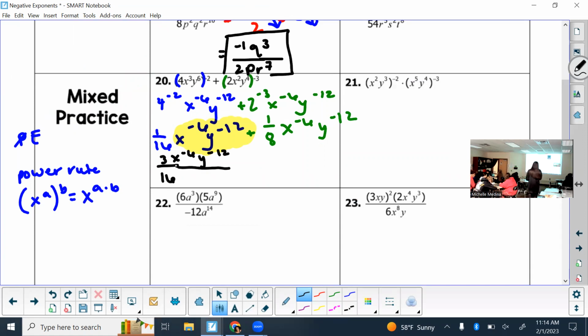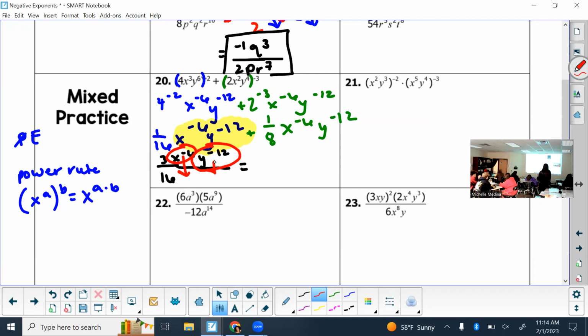But you don't want your final answer to have negative exponents. That's a rule. So anything with a negative exponent does what? How did we do it yesterday? Anything with a negative exponent, what do we do with it? Move it to the bottom. So like we move the x because it has a negative exponent. Do we move the y? Yes, because it also has a negative exponent.